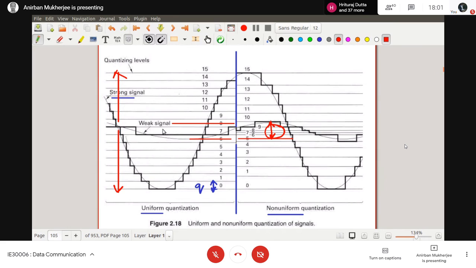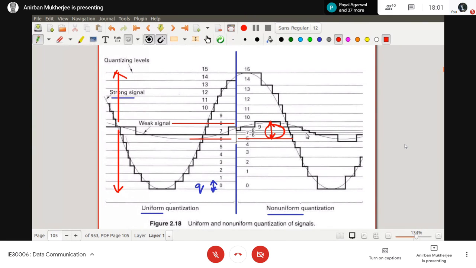But in the uniform case, for the weak signal, your quantization error is always big. This much is your quantization error, and for the strong signal, the quantization error is the same. So the signal to noise ratio at the weak signal is very bad. But as most of the time the signal is weak, your SNR will always be better if you have mostly low amplitude signals.